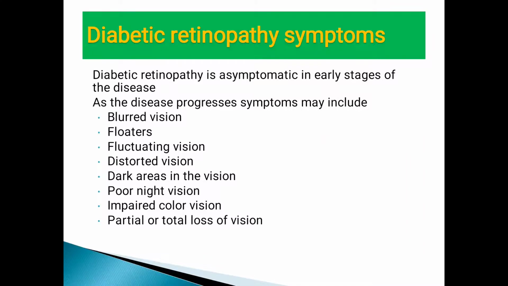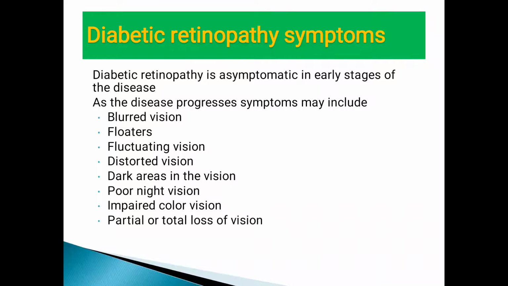Then distorted vision: once the macula is affected, the vision is distorted. The patient may see a small object, or a big size. The objects look bigger than normal or bigger than actual, or the objects may be distorted. Then there is scotoma; there may be dark areas in the vision.